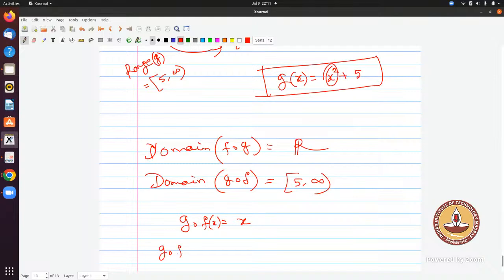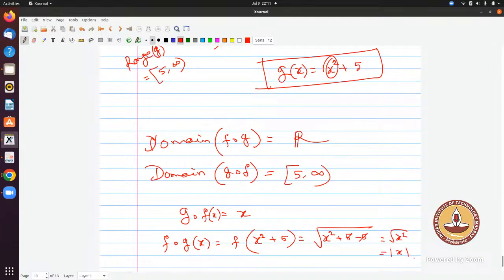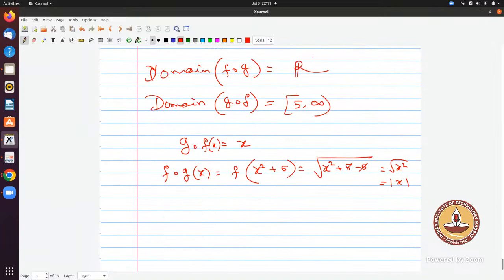What is F compose G? G is x square plus 5, and now this is under root x square plus 5 minus 5. So root x square is mod x. Correct? Because the domain of F compose G, remember, was R. So how can we restrict the domain so that I can just write x here and ignore the mod part?